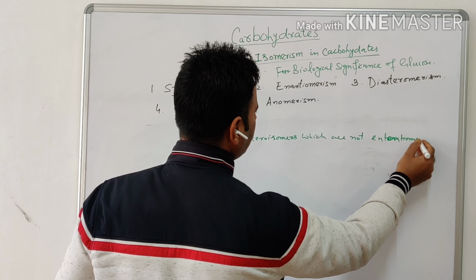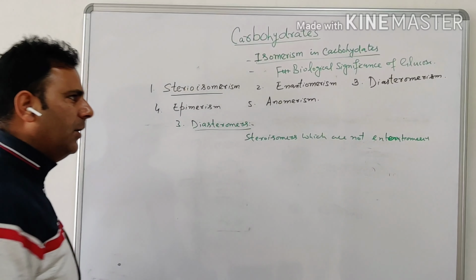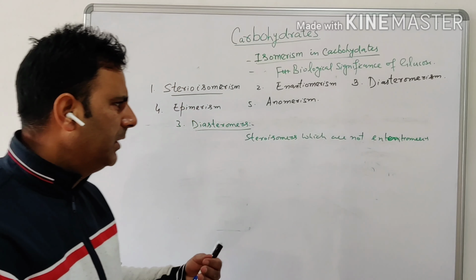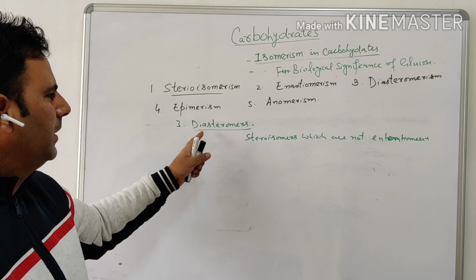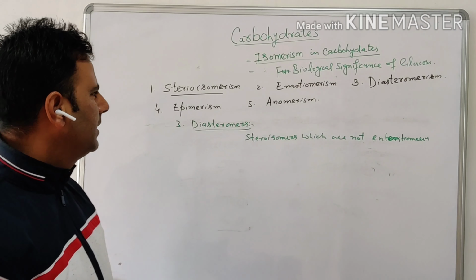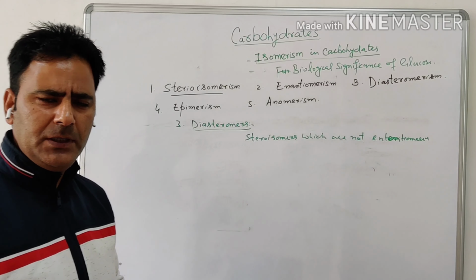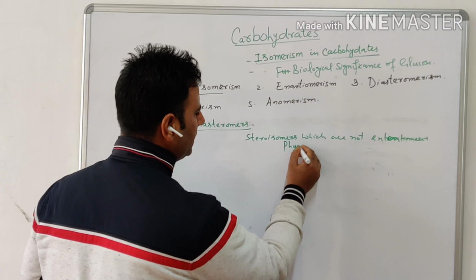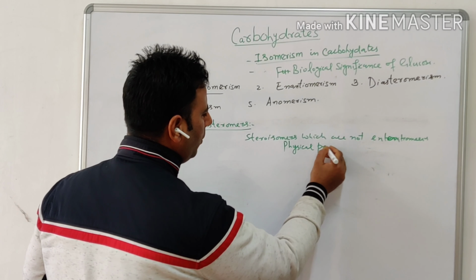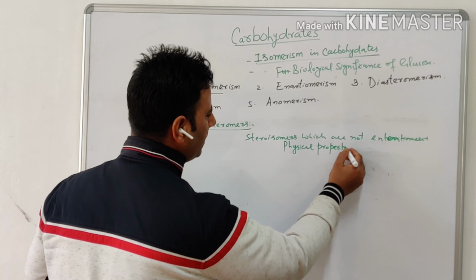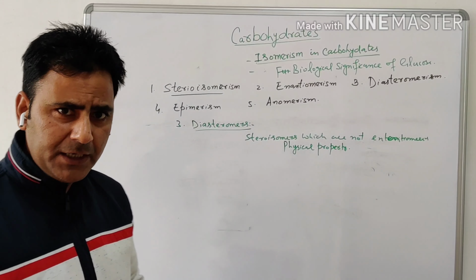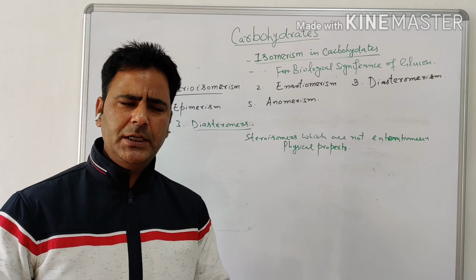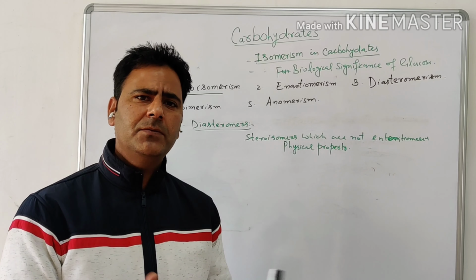Those isomers which cannot rotate the plane polarized light to right or left, and which are not mirror images of each other, are considered to be diastereomers. So we can say diastereomers have different physical properties, and on the basis of these differences we can separate them physically.